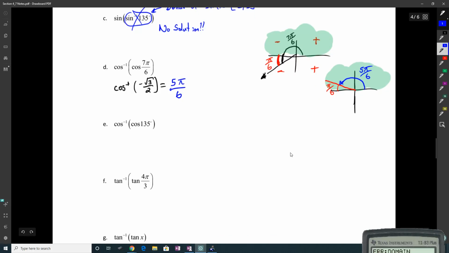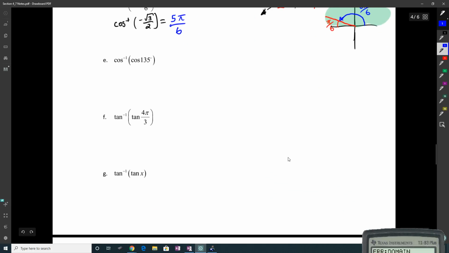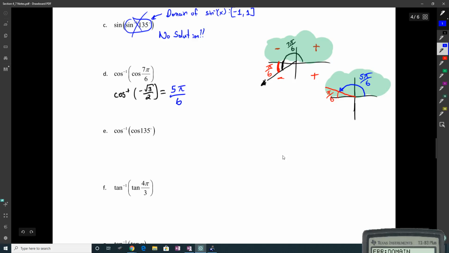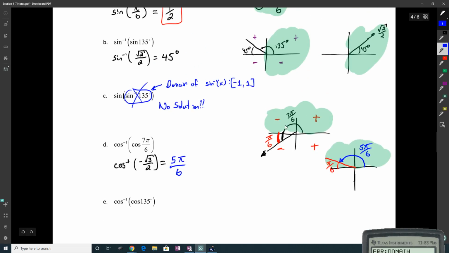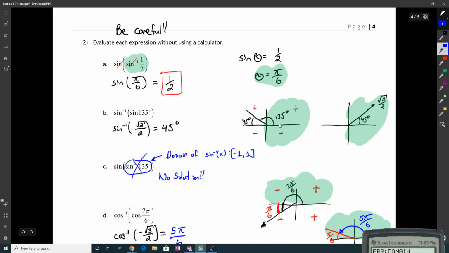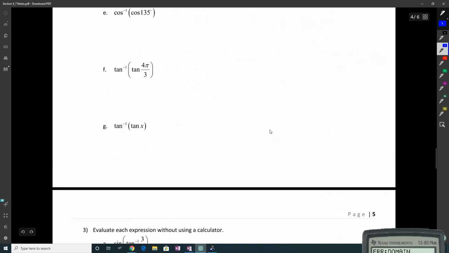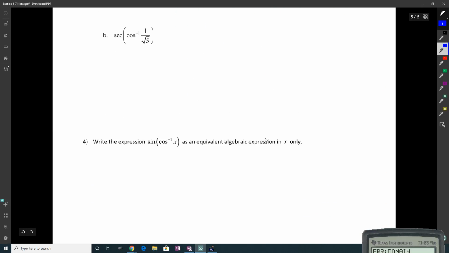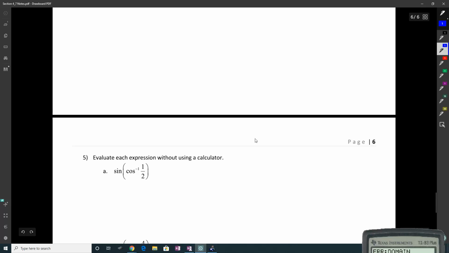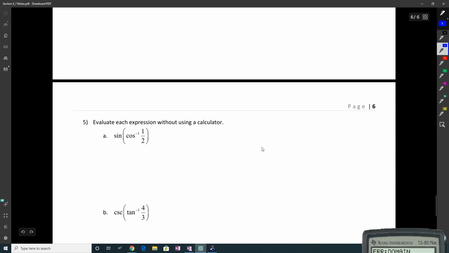All right? So what I want you to do is work on the other 3. And I'll make a video to finish this off and see how you did. But I want to go on to this next page. I'm going to work on page 5, and you're going to deal with page 6 on your own.